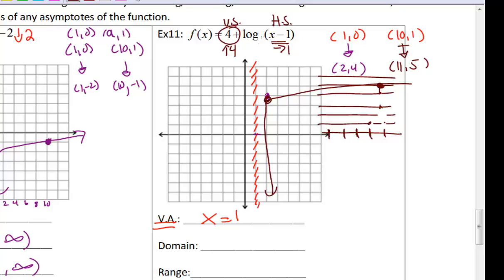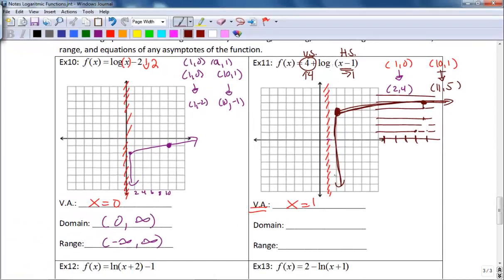And draw the graph. When you have a base of 10, you will have this kind of oddly shaped graph. It doesn't curve very well, but that's okay. It's okay to have it look like a sideways L. What is the domain of this? The furthest left I want to go is 1. The furthest right, arrow, so positive infinity. What's the range? Bottom part is an arrow, top one is an arrow, so negative infinity to positive infinity.